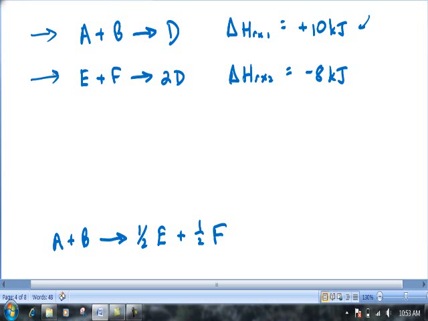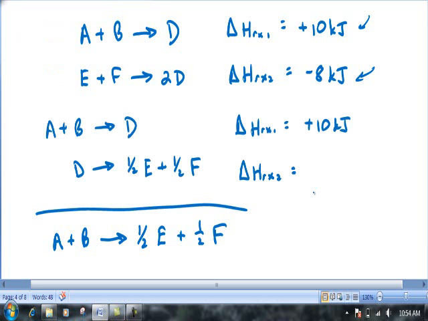E plus F goes to 2D. And for that process, our enthalpy of reaction is negative 8 kilojoules. We want to try to combine these reactions to give us a new overall reaction of A plus B goes to 1/2 E plus 1/2 F. Here's what we can do.